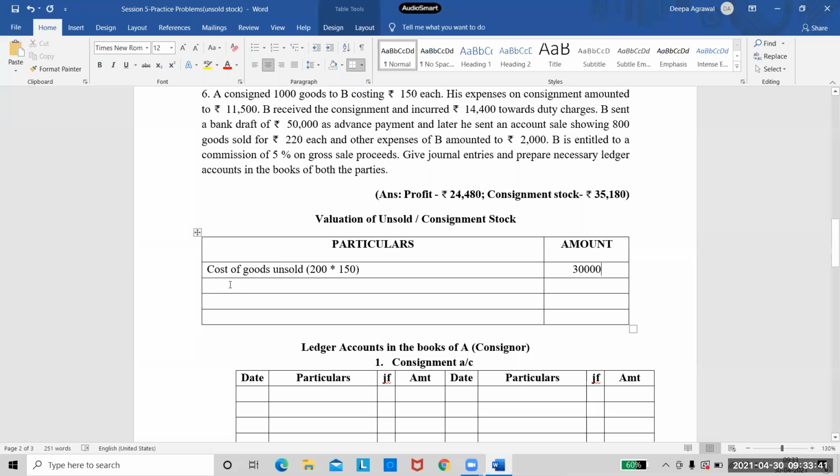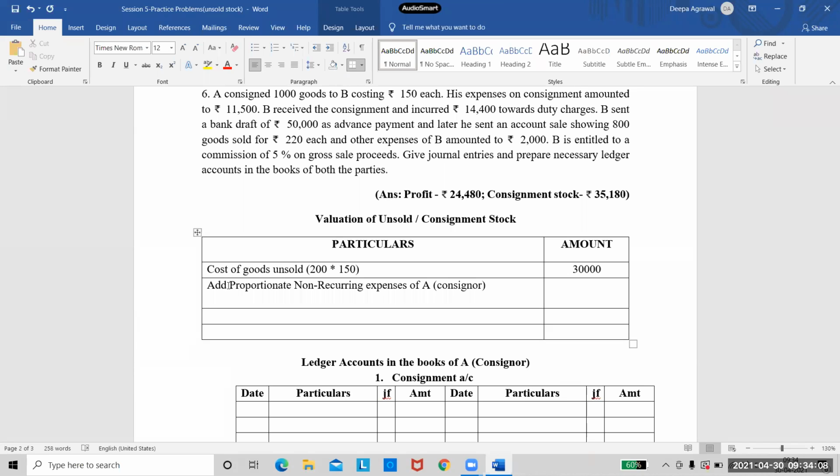Okay. Now the next step to this: add proportionate non-recurring expenses. Please write the sentences properly. Add proportionate non-recurring expenses of A, who is the consignor. Add proportionate non-recurring expenses of the consignor.